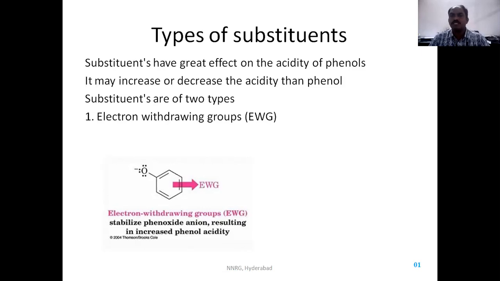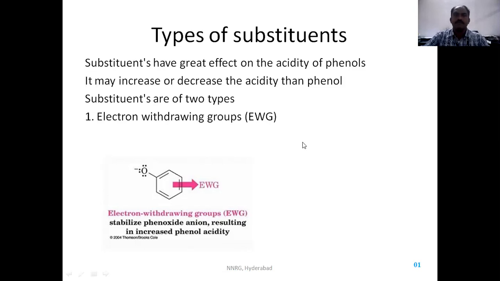Why? Because phenoxide ion has a delocalized negative charge around the aromatic nucleus, whereas in phenol, when the oxygen donates electrons to the aromatic nucleus, it forms a positive charge on oxygen and a negative charge on the aromatic nucleus. There is a repulsion and the potential energy increases. So phenoxide ion is more stable than phenol. We have seen the acidity of phenol, and the pK value of phenol is approximately 10.